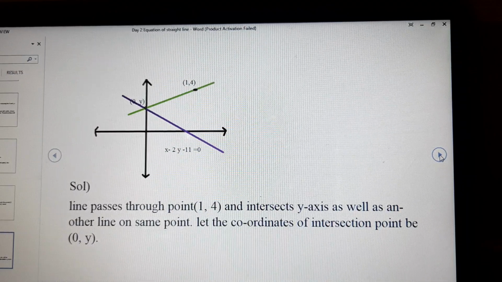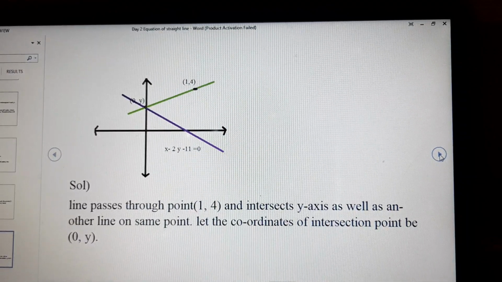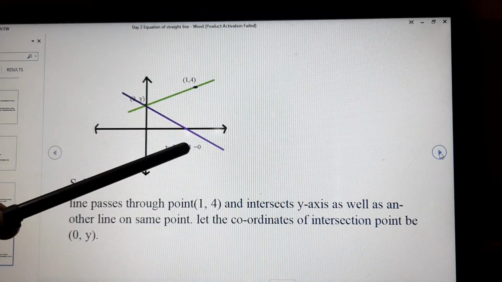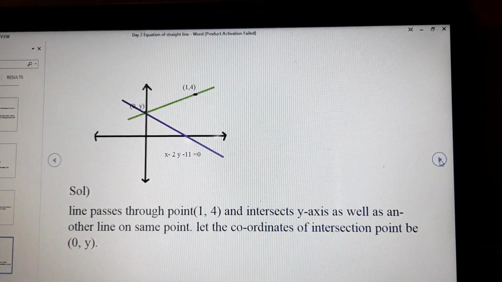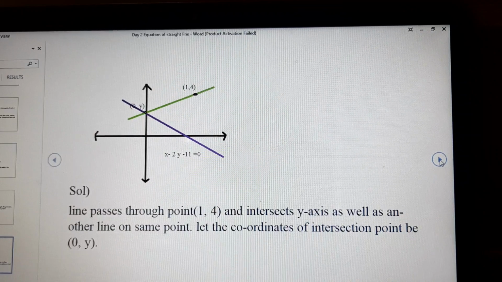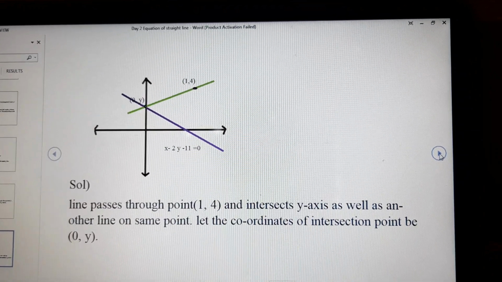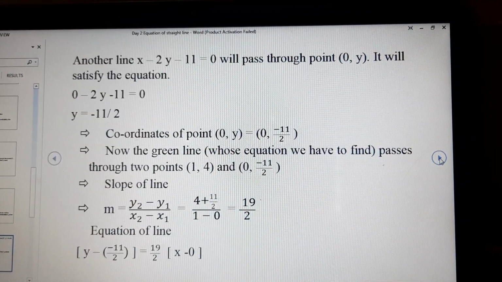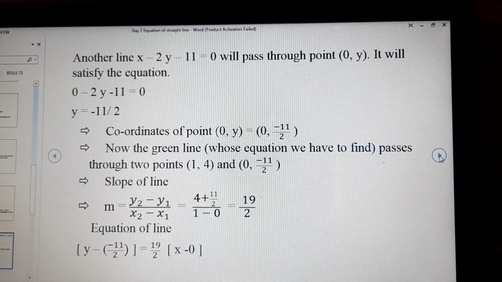Clear? Now I have written the same thing. Line passes through point 1 comma 4 and it intersects the y-axis as well as that purple line on the y-axis at the same point. So its abscissa will be 0 and the intersection point will have coordinate 0 comma y.